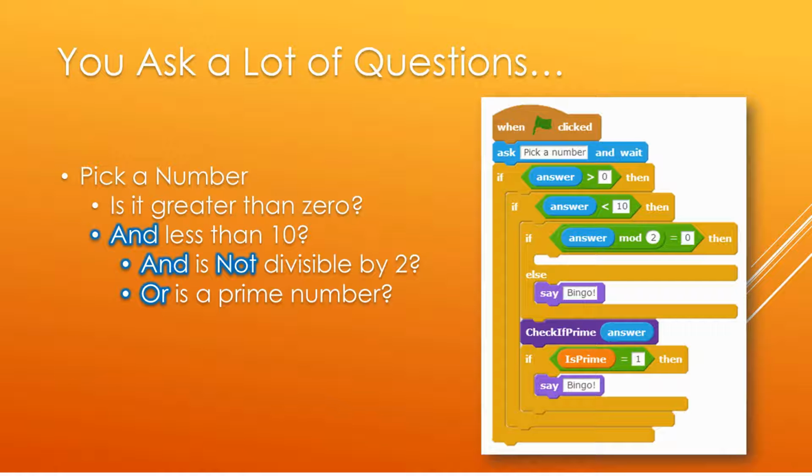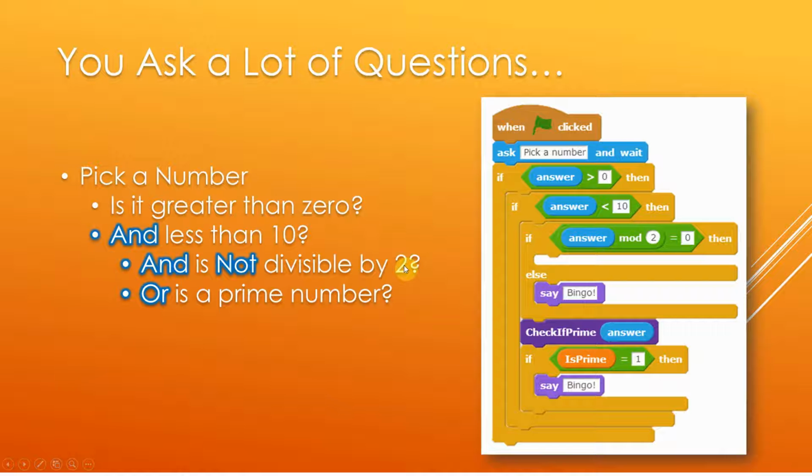Only if the answer of this mod block is 0 do we know that the answer is divisible by 2, and then it's an even number. If it's an even number, then we'll execute the code inside here, which you see there isn't any. If it's an odd number, then it goes to the else, and it'll say bingo. Alright, and it has met all the criteria. The number is greater than 0 and less than 10 and is not divisible by 2.